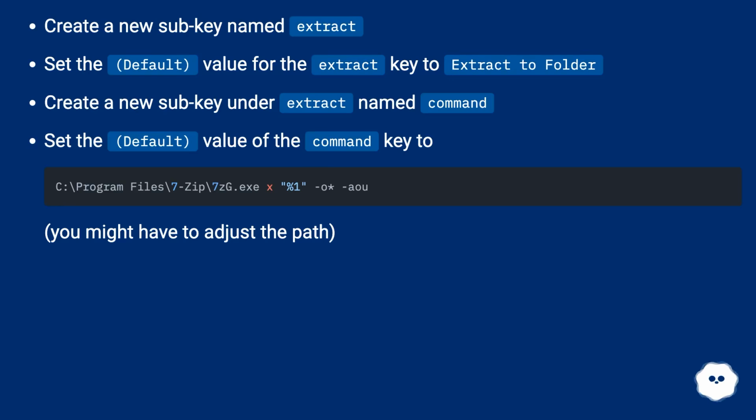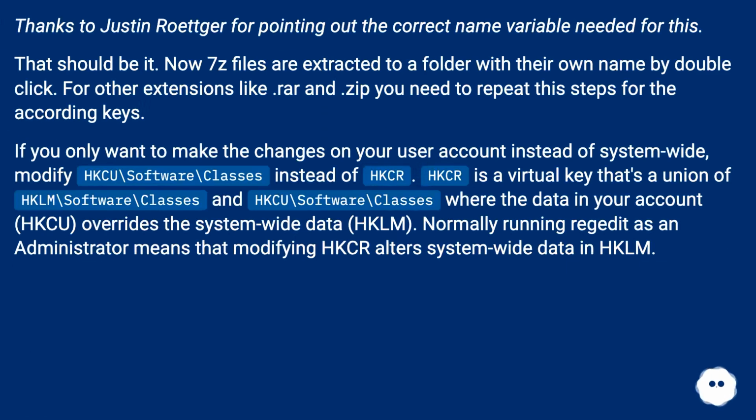You might have to adjust the path. Thanks to Justin Rocker for pointing out the correct name variable needed for this. That should be it. Now 7z files are extracted to a folder with their own name by double-click. For other extensions like .rar and .zip you need to repeat these steps for the according keys.